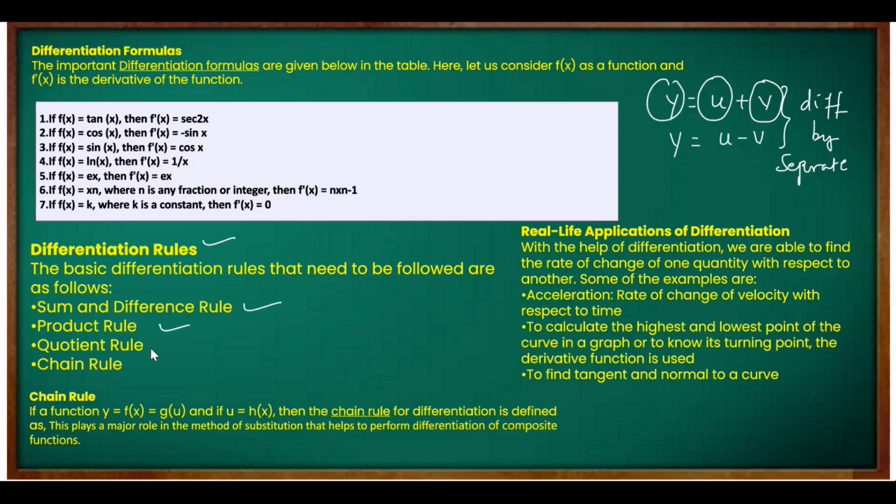Then the product rule, very important. Product and quotient rules are very, very important. A lot of questions will be asked on these only. And the chain rule, the most confusing and of course important. Okay. So let's see how these 3 rules work.